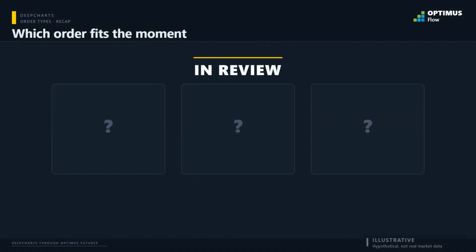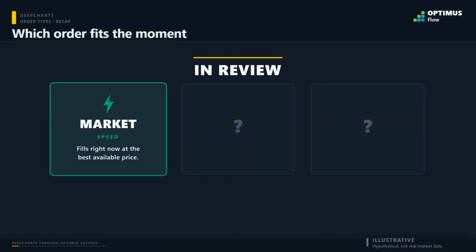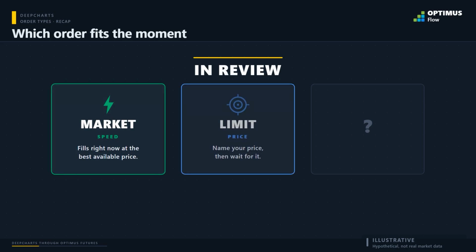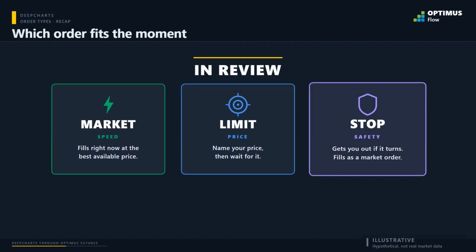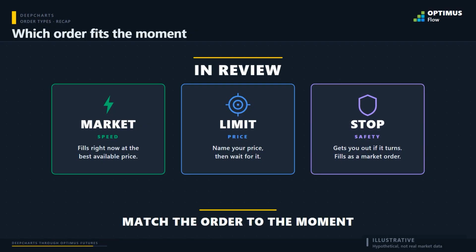So in review, a market order gets you filled right now at the best available price. That's your speed play. A limit lets you name your price and wait for it. That's your price play. And a stop is your safety valve. It gets you out if the market turns on you. Just remember, it turns into a market order when it triggers, so it guarantees the exit, not the exact price. And really, that's the whole decision. Whether getting filled matters more or your price does, everything else you'll do in DeepCharts, the footprint, the order flow, the depth of market, all of it builds right on top of these three.